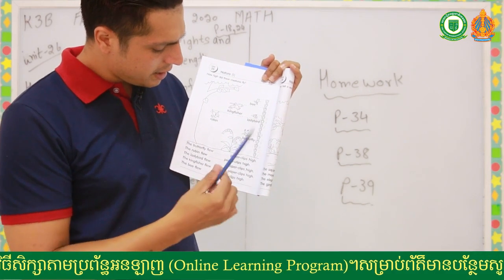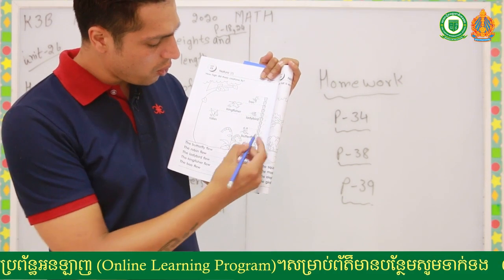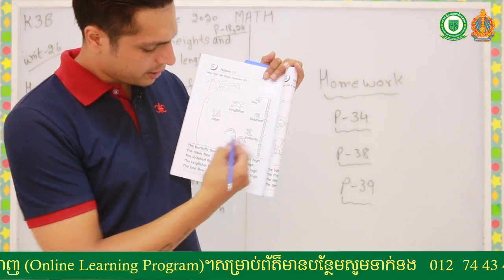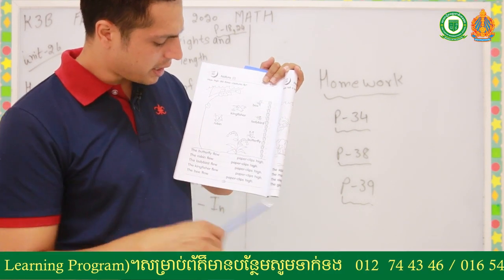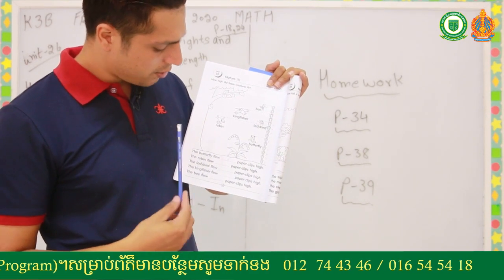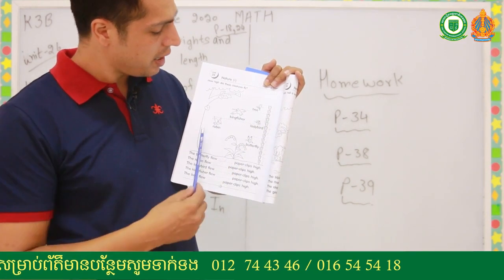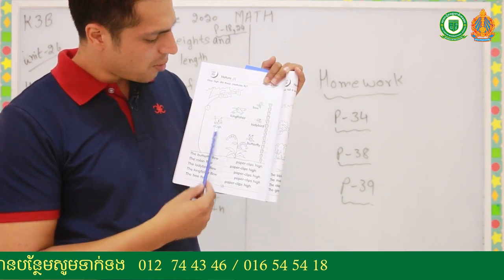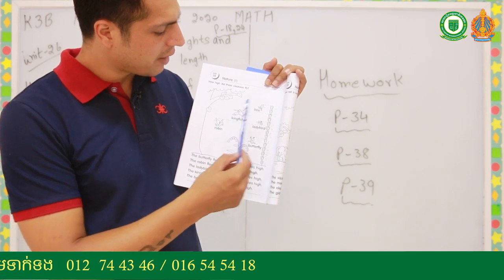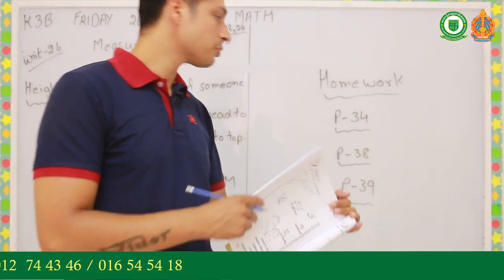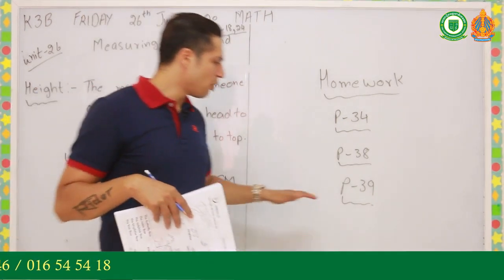The butterfly flew 6 paper clips high. So I want you to find out for each and every creature. Okay, robin, ladybug, kingfisher and bee. Next, one more, last one.